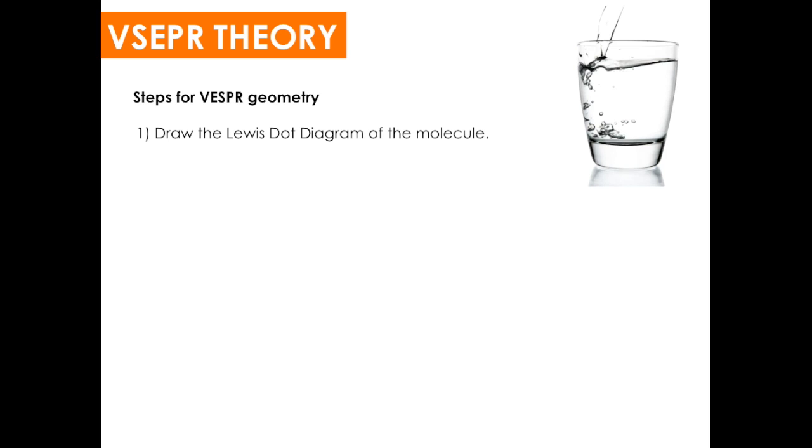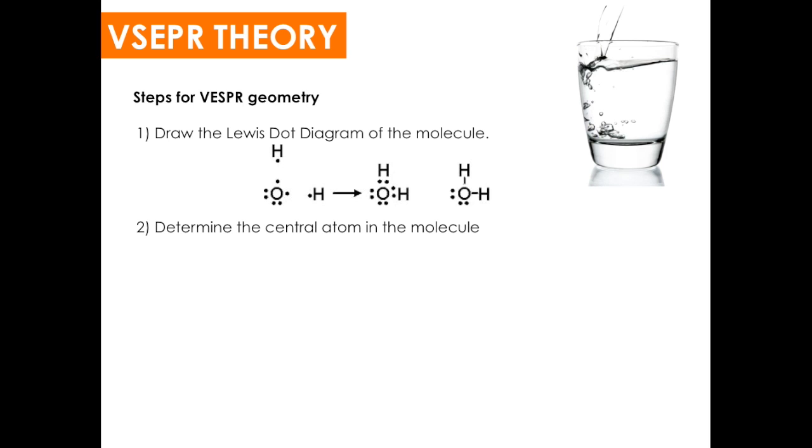Now, there are some steps that we can follow in order to do VSEPR geometry prediction. The first one is to draw the Lewis dot diagram of the molecule. In our case, we're analyzing water. And this is the Lewis dot diagram for it. Second, determine the central atom in the molecule. From the Lewis dot diagram, the central atom obviously is oxygen.